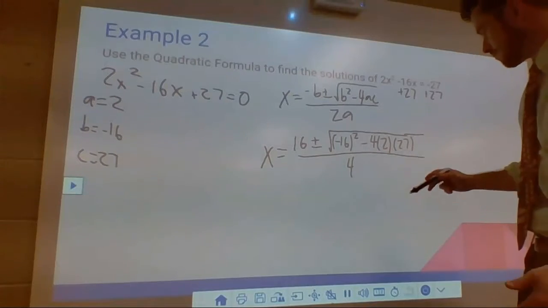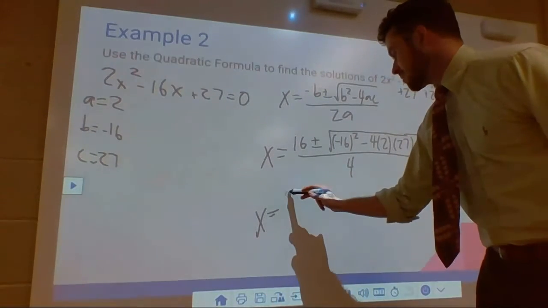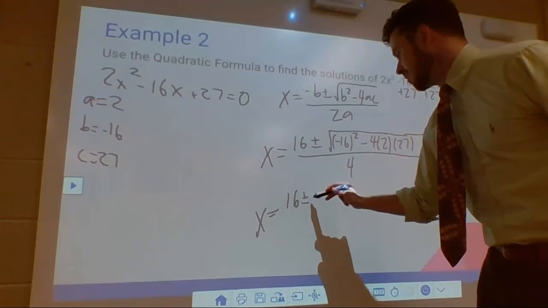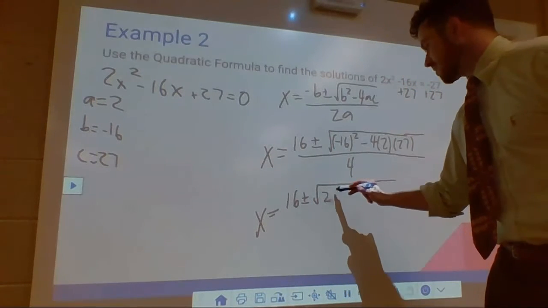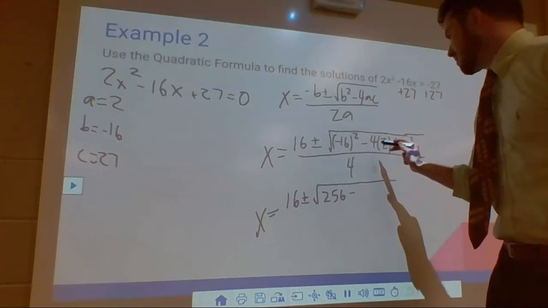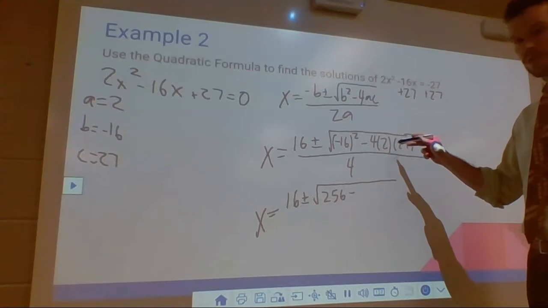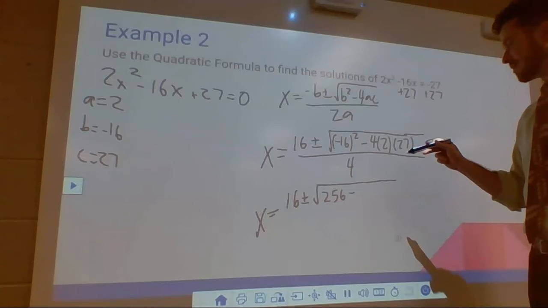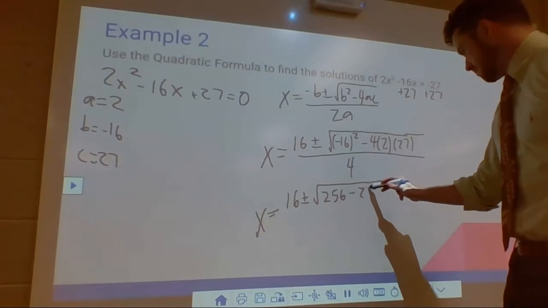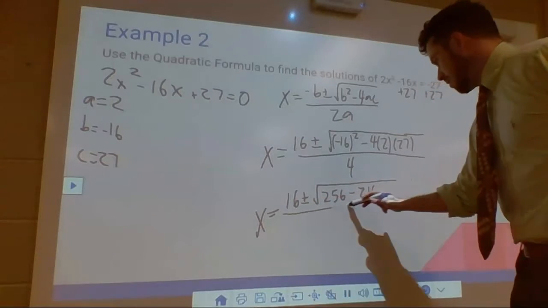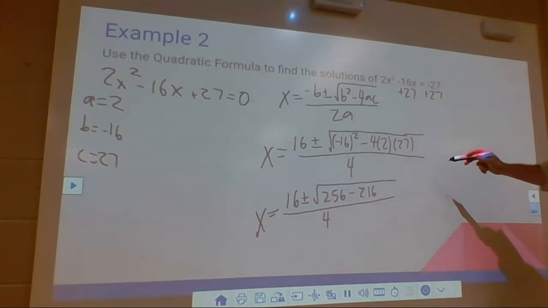Okay. So, x equals, I'm going to start simplifying this. x equals 16 plus or minus the square root of negative 16 squared, which is 256, minus 4 times 2 times 27. 4 times 2 is 8. 8 times 27 is 216. And then all that's divided by 4. All right, let's keep going.